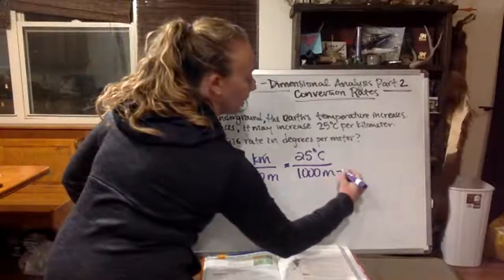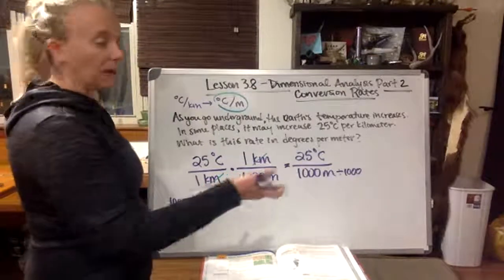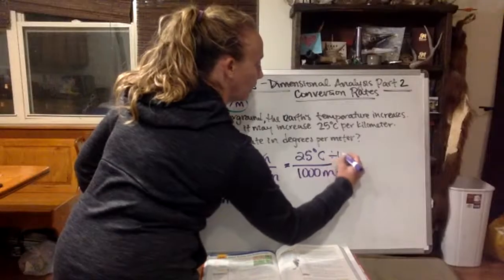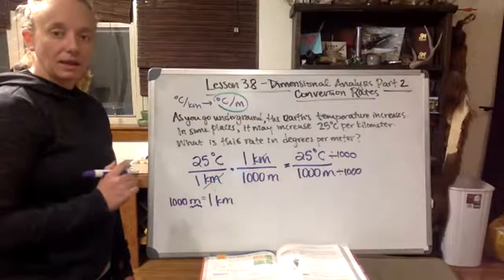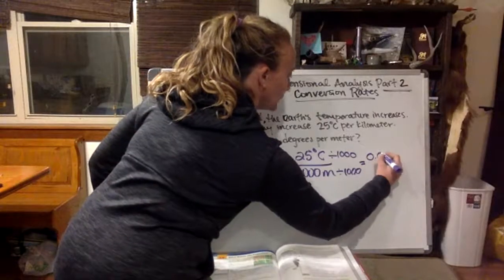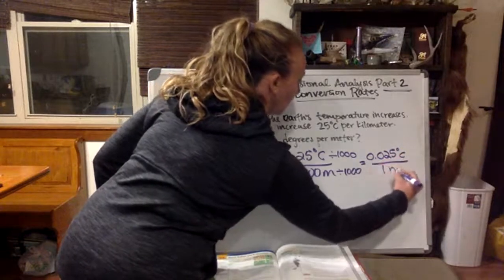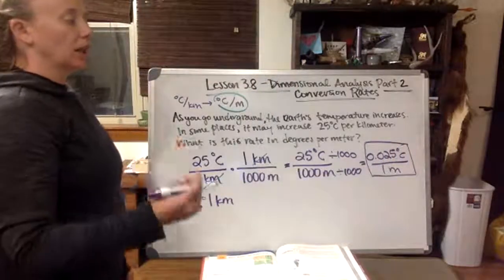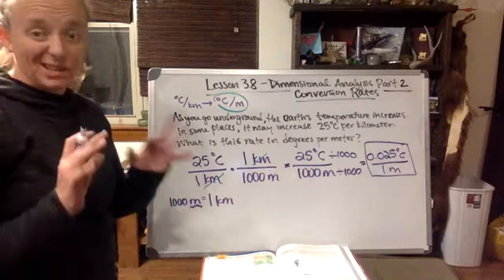So if I want this to be 1, that means I have to divide the bottom by 1,000. Whatever I do to the bottom, I have to do to the top. Otherwise, I'm changing the proportionality of everything. And that's not okay. So 25 degrees Celsius divided by 1,000 ends up getting us 0.025 degrees Celsius per 1 meter. So the degrees change less than 1/4 of a degree every meter, which is minute.